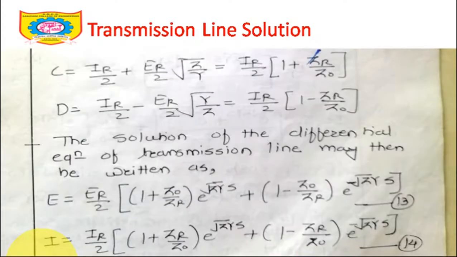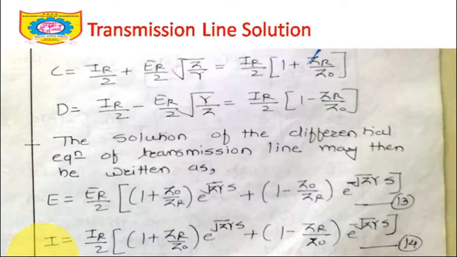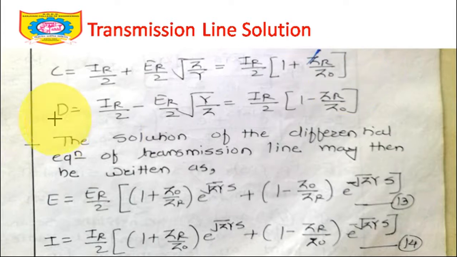Similarly, if I try to solve for C and D, I will get C in terms of IR by 2. Here it was ER by 2. Just try to remember, it is ER by 2 for A and B, and for C and D it is IR by 2 in bracket 1 plus ZR upon Z0. Here it was Z0 upon ZR in A and B, and in C and D it is ZR upon Z0. So the C equation we got is IR by 2 (1 plus ZR upon Z0), and D is equal to IR by 2 (1 minus ZR upon Z0).